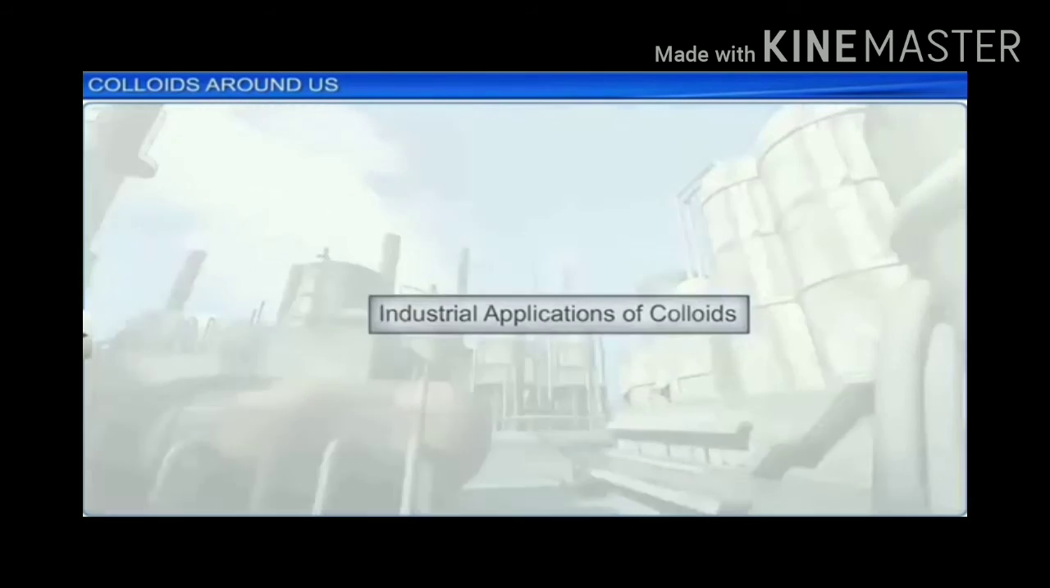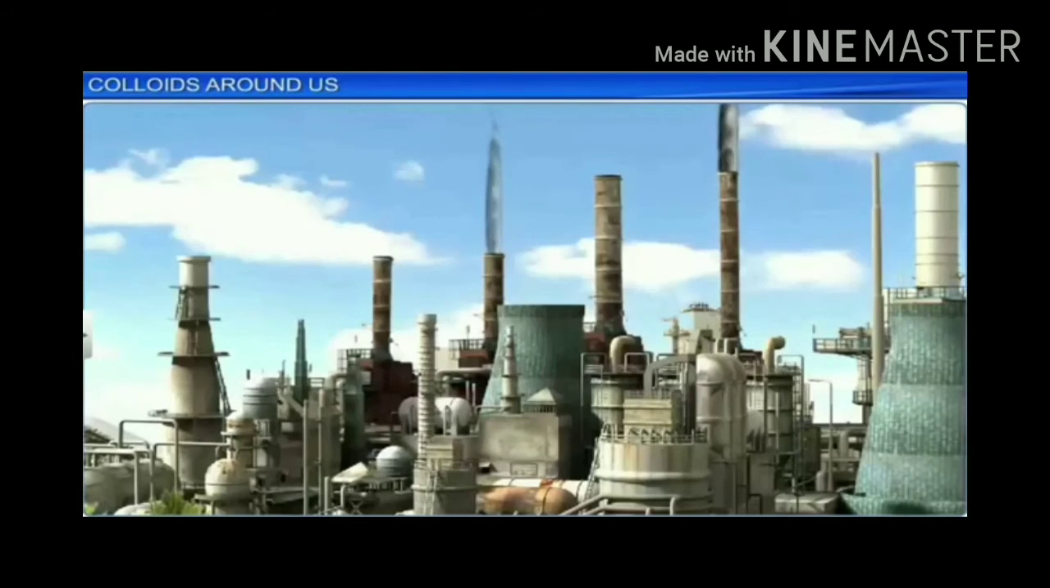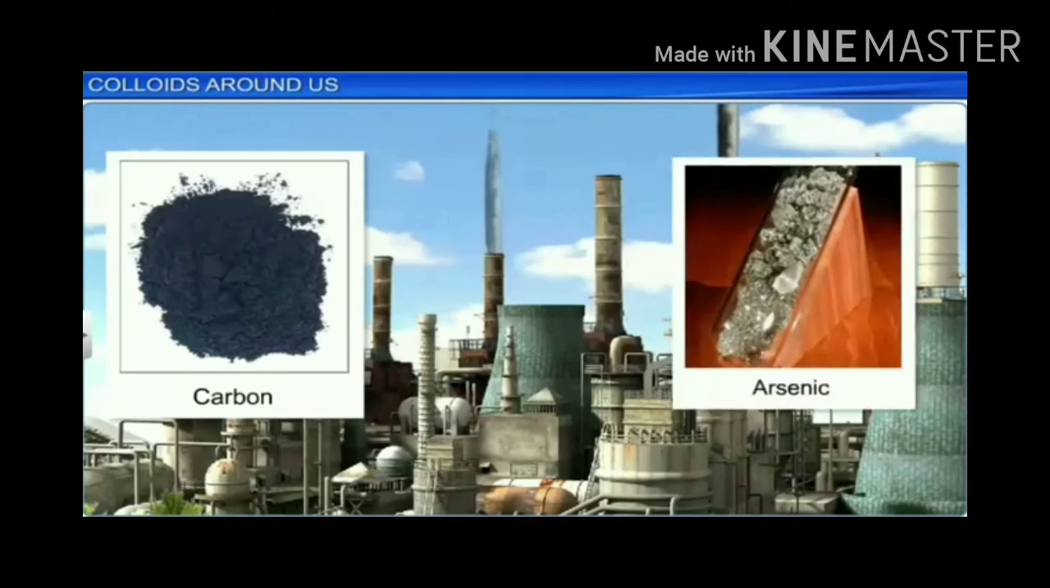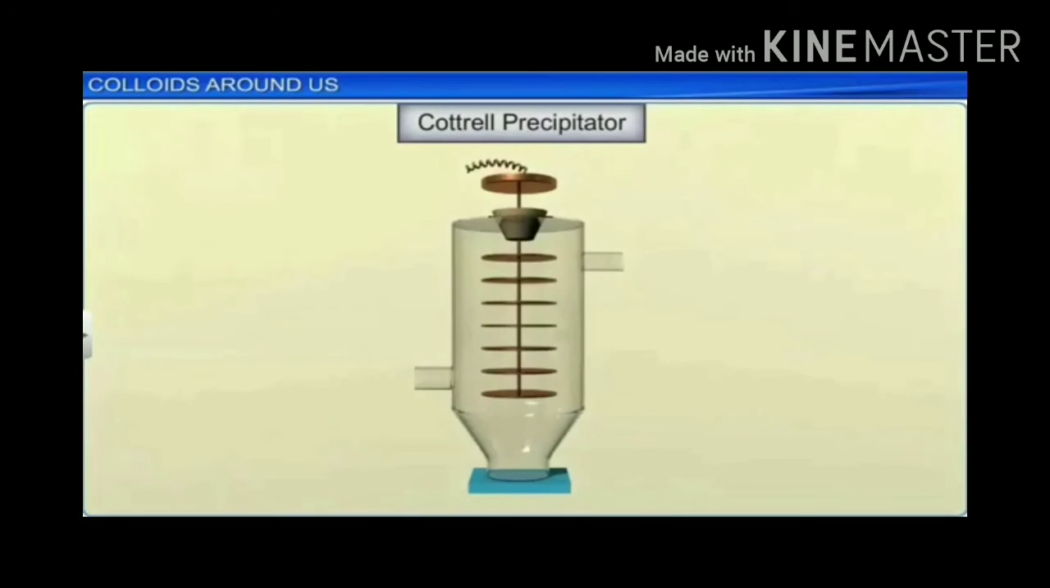The most important industrial application of colloids is the Cottrell smoke precipitator. Smoke is a colloidal solution of solid particles such as carbon, arsenic compounds, and dust. Smoke from industries is a major air pollutant, and therefore it is desirable to precipitate it to prevent it from spreading. The Cottrell precipitator precipitates smoke on the principle of electrophoresis.